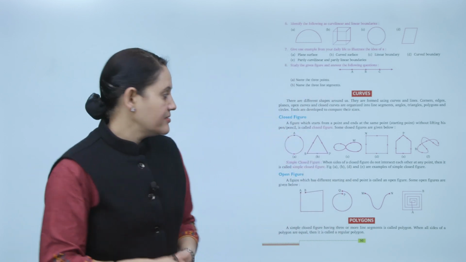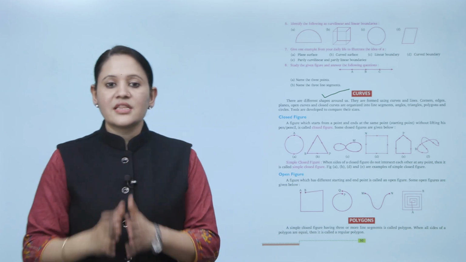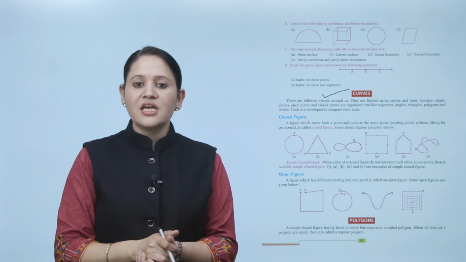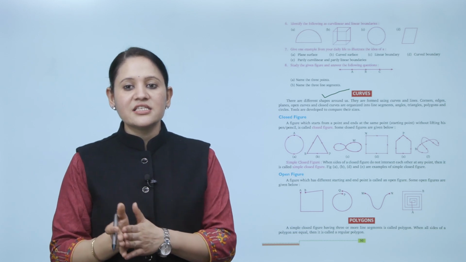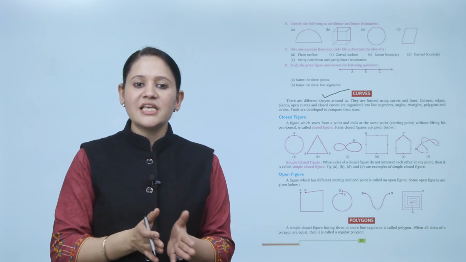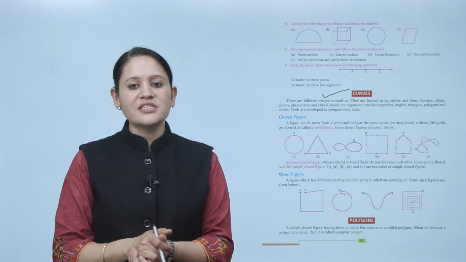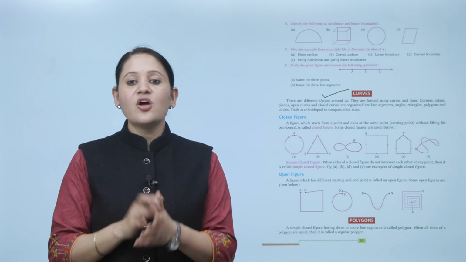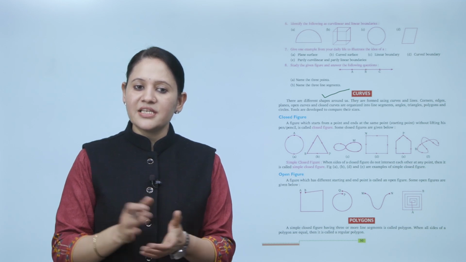Next is curves. There are different shapes around us. They are formed using curves and lines. Corners, edges, planes, open curves, closed curves are organized into line segments, angles, triangles, polygons and the circle. Tools are developed to compare these sizes.